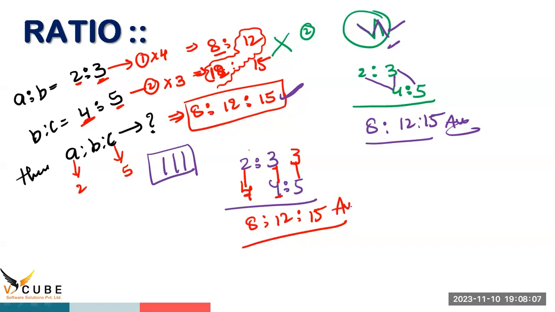Then the answer is 8 is to 12 is to 15. Clear to all of you? Any doubts regarding these 3 methods?